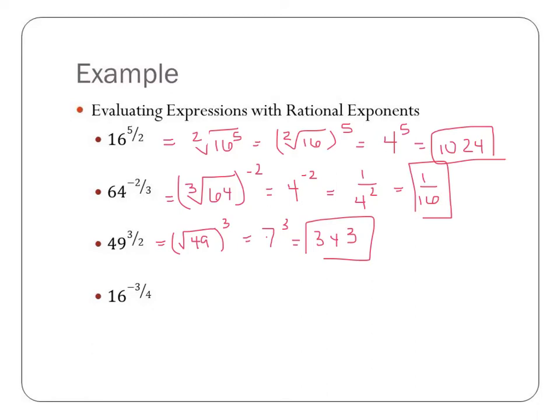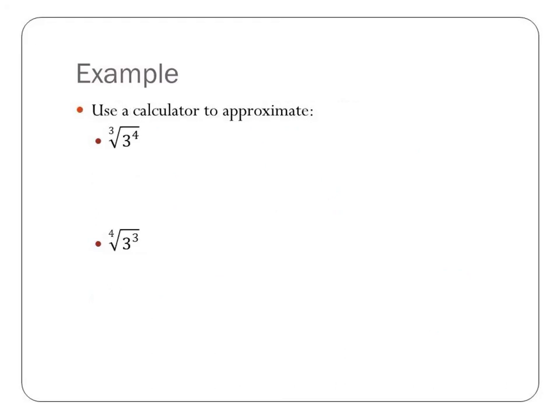All right, and this last one here, we're looking at the fourth root of 16 to the negative 3. The fourth root of 16 is 2, so we get 2 to the negative third, which is 1 over 2 cubed, which is 1/8. Okay, so remember your negative exponents move things to the bottom.